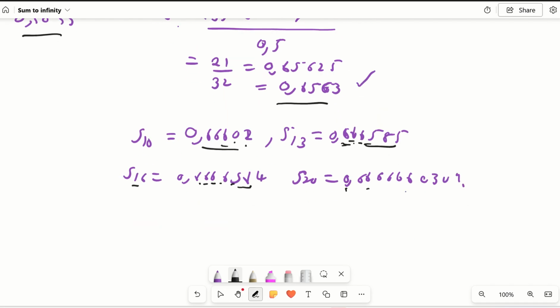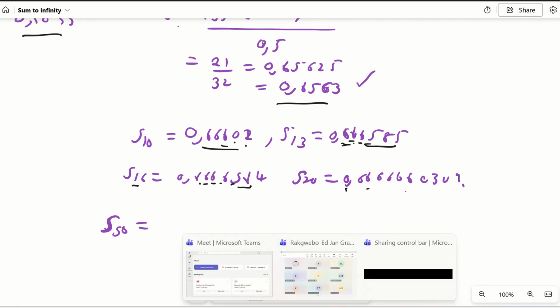So if you keep on going up, if you go S50, S51, S52, S53, you're going to get the same answer. Look at this. Can you guys go find S50 for me? Let's go. S50.